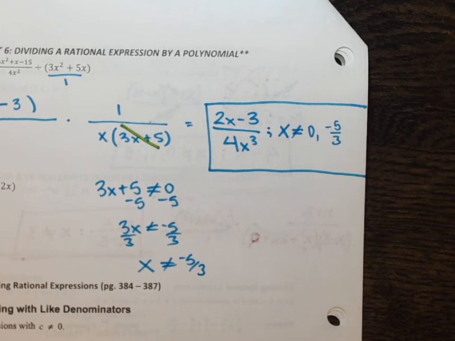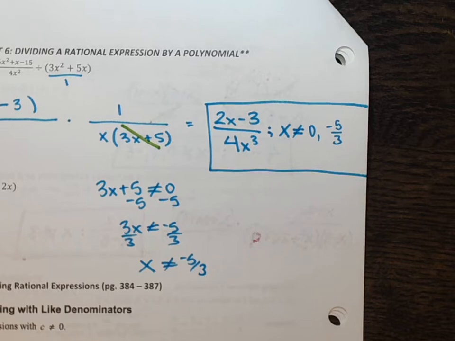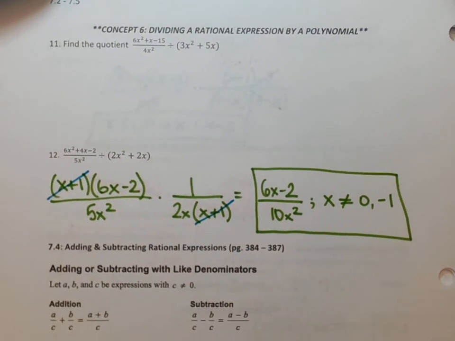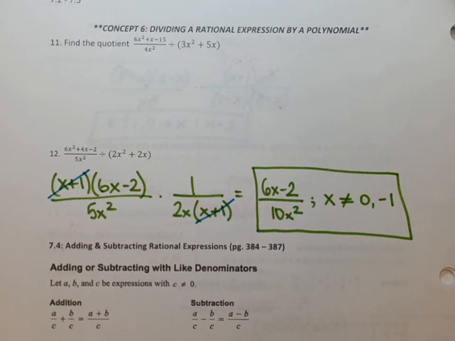Alright, last problem, you guys. Number 12. Off you go. Pause this. I'm going to show the answer here. Okay, there's number 12. 6x minus 2 over 10x squared. X cannot be 0 and negative 1.